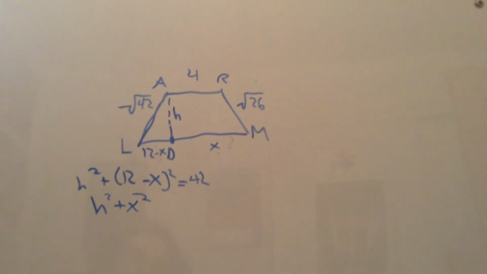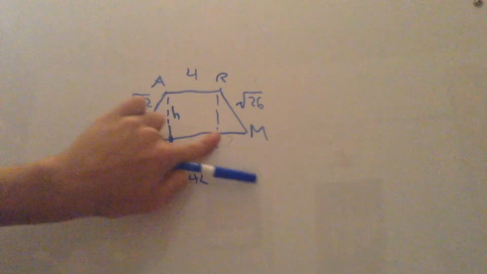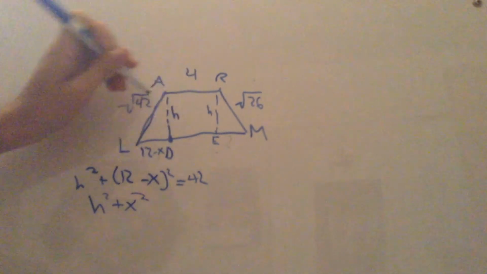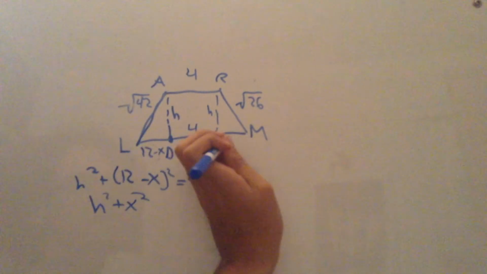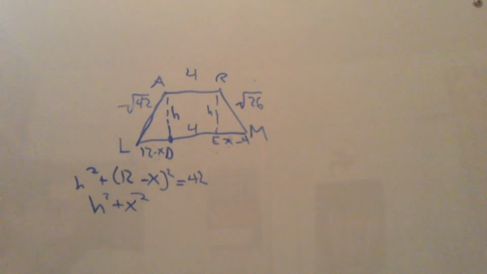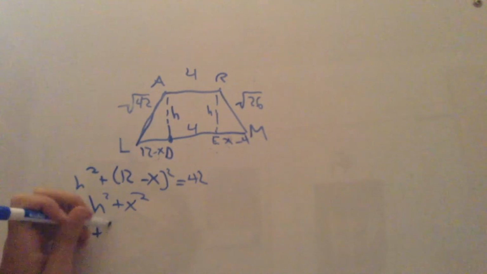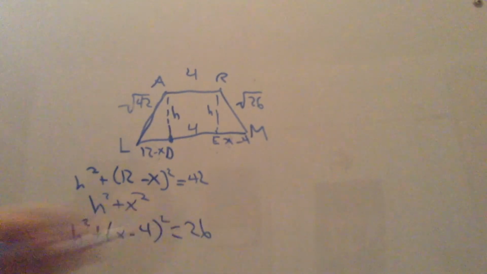Now, we don't quite have enough information yet. We could start guessing and saying it's an integer, but we don't really want to do that yet. So, let's drop another one. Let's drop RE as a perpendicular. We know that this is also going to be H, and so, since these are all right angles, this is going to be a rectangle. This is 4. So we have X minus 4 right here. So now we have another thing. H squared plus X minus 4 squared equals 26.